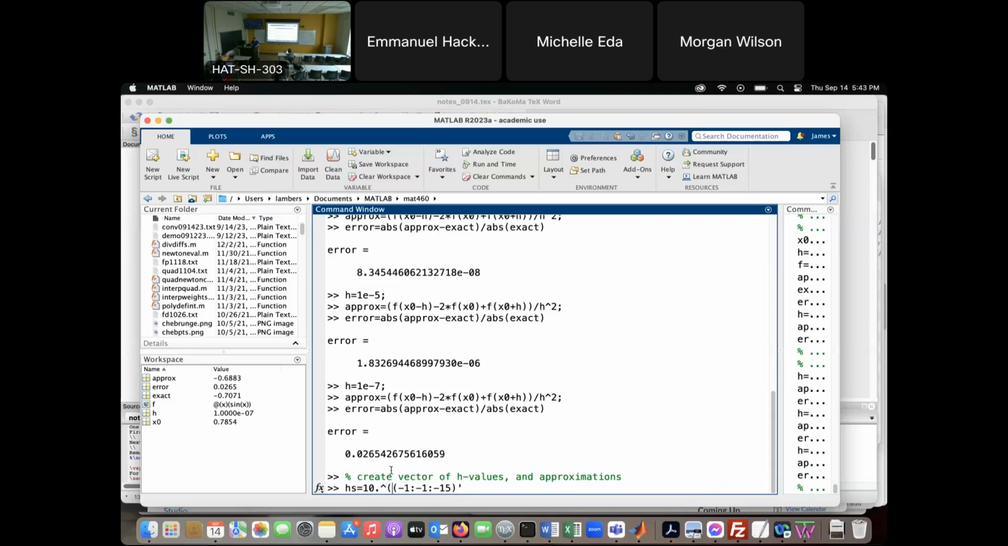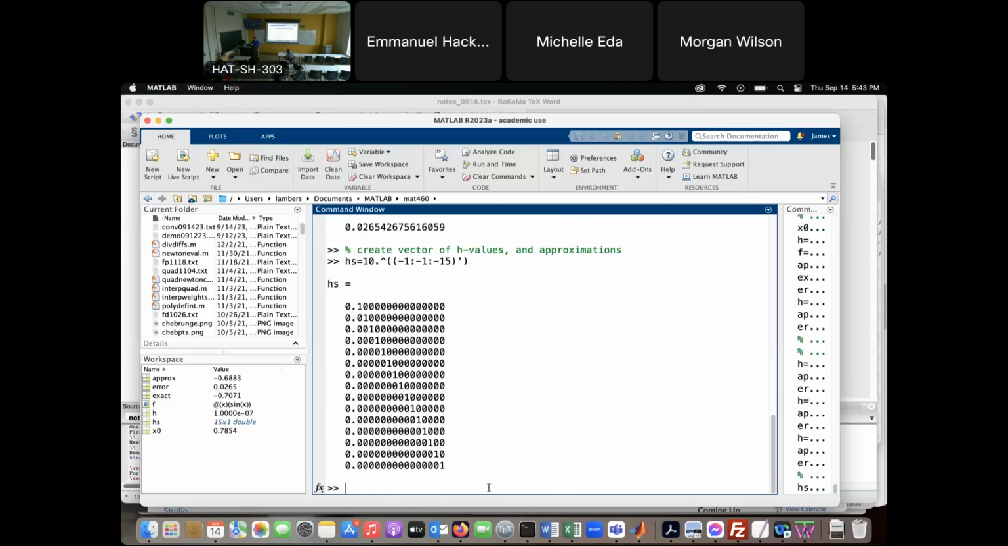Actually, I'm going to transpose the vector, just because I like column vectors. The quote here causes a transpose, because the colon operator produces a row vector, but I want a column vector. So here's 10 to the -1, 10 to the -2, and so on, all the way down to 10 to the -15. Now I get an approximation using each of these h values, but instead of doing one at a time, I'm going to use a for loop. That'll handle it for me.